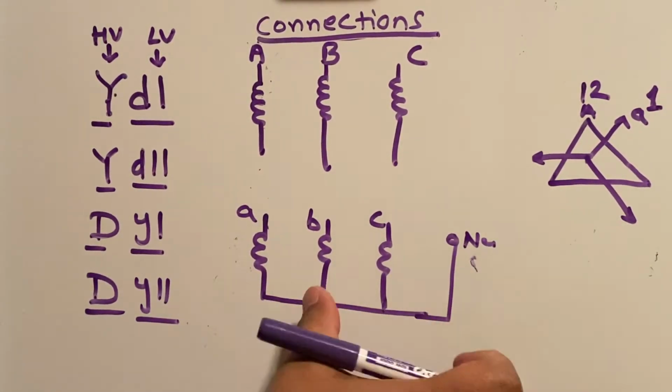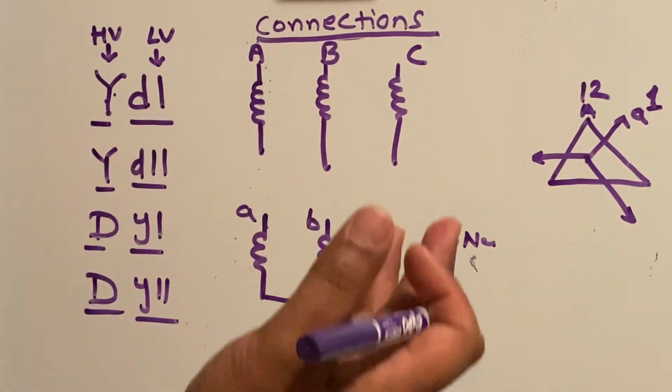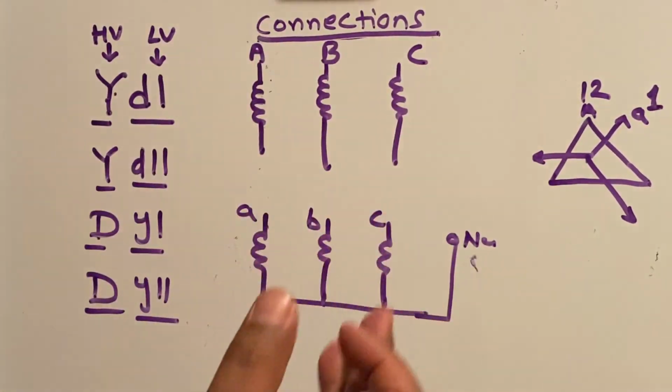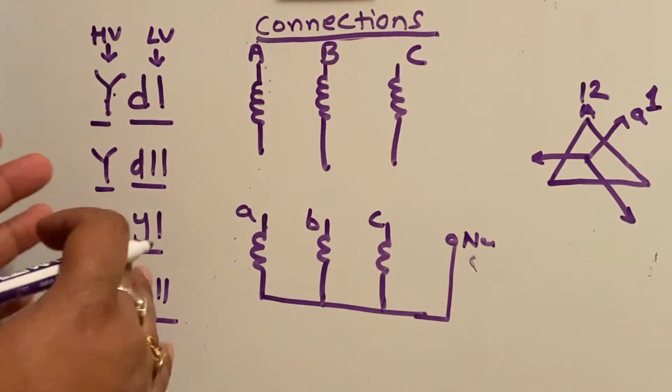So see, you cannot do anything on the star winding. You have to short it in order to make a star. But delta, you can make different connections. So now, with delta, how are we going to achieve Dy1?